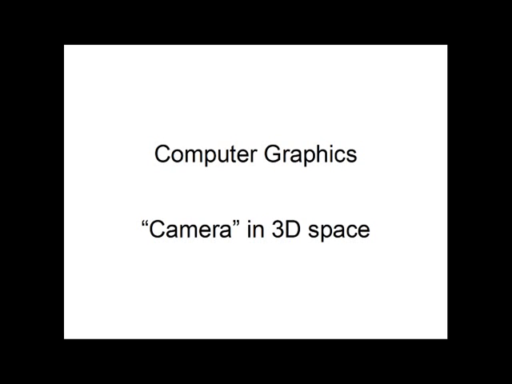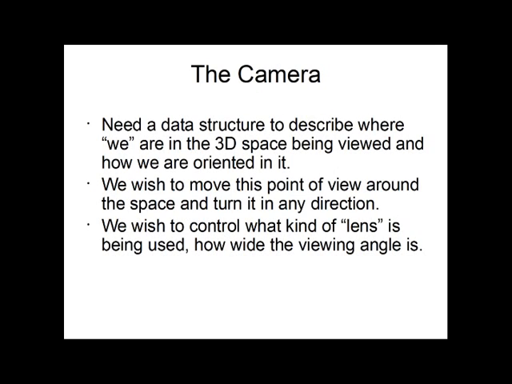This time we're going to talk about our point of view or our camera in the three-dimensional space in computer graphics. So what we're going to set up is simply a data structure that represents where we are or where our point of view is and where it's looking and how it's oriented, how it's rotated, and how it's set up.